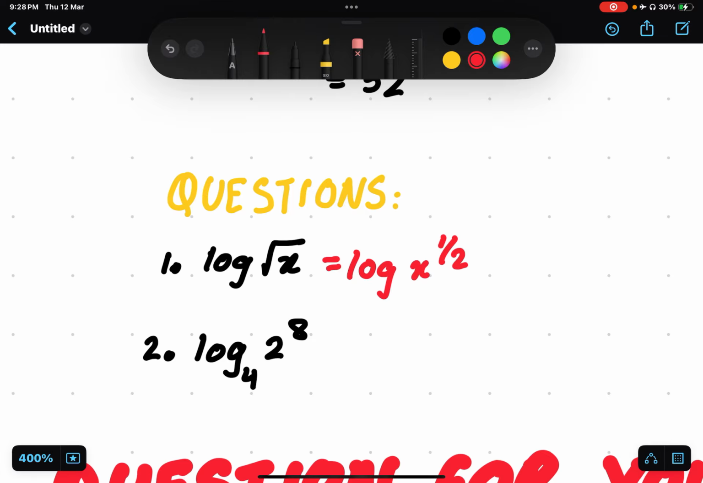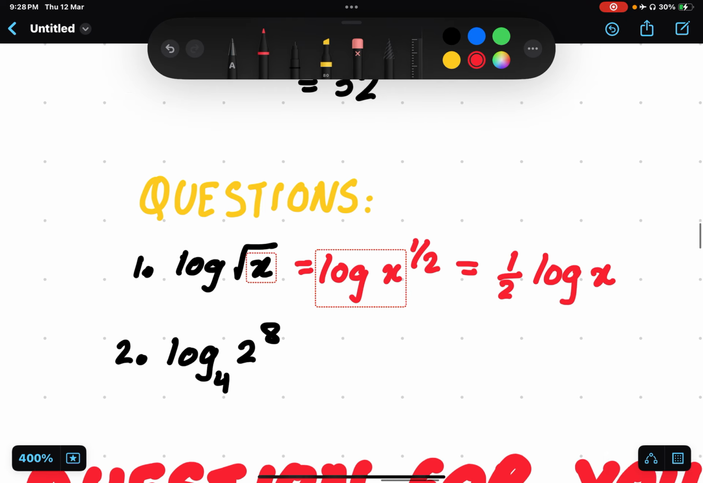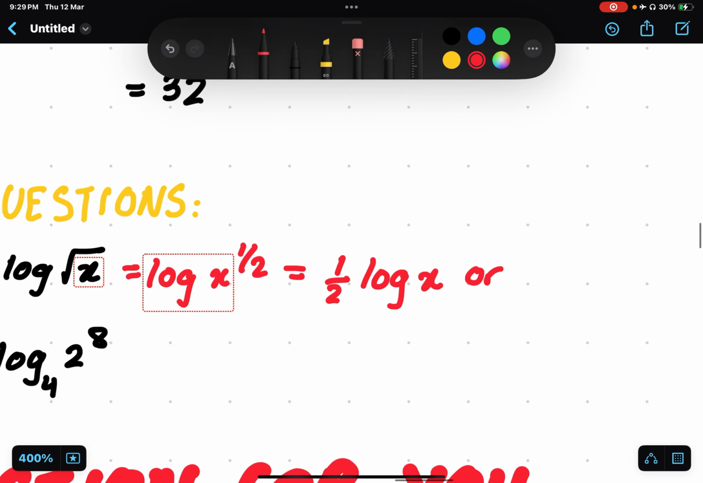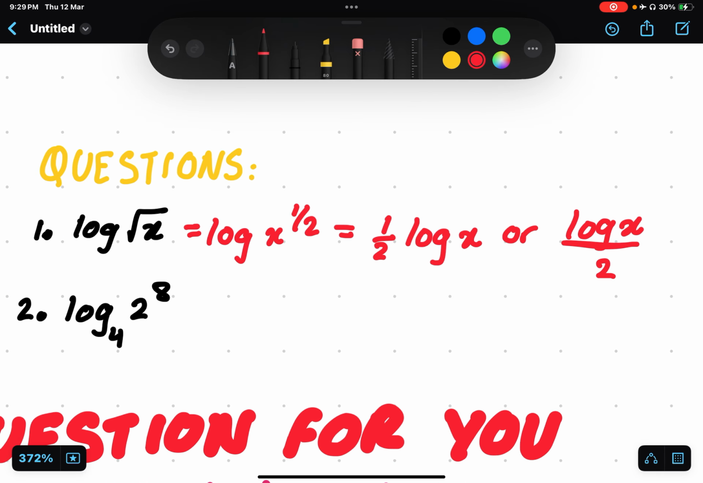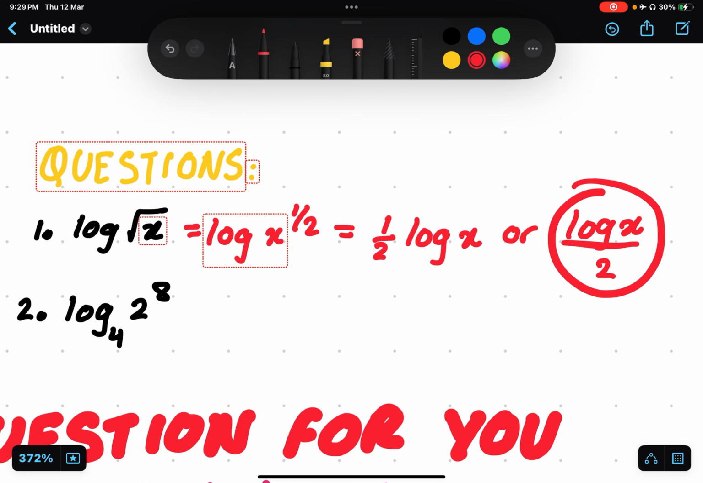So what does this become? Now we can go ahead and turn this into half log x. Or you could also say log x over 2. So any of them work really. But you can write this one or this one. They both are pretty good. Okay.